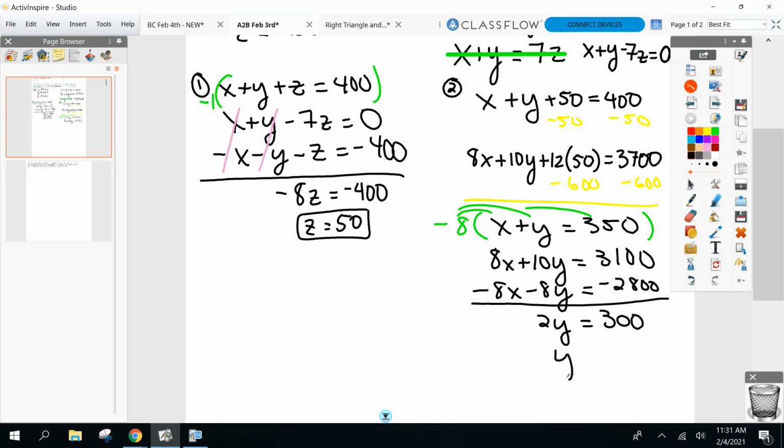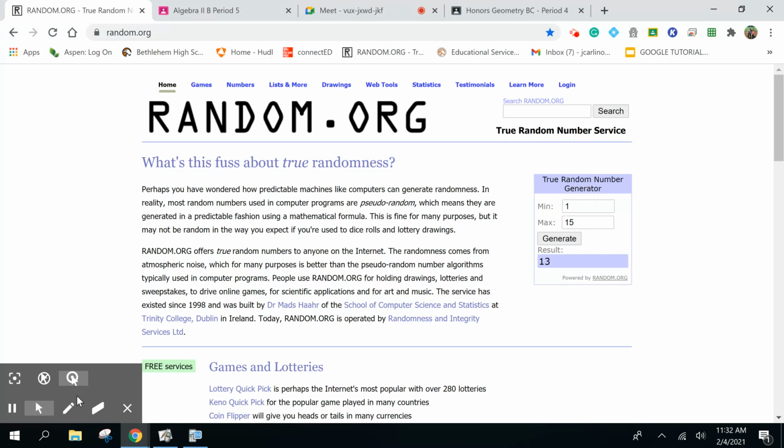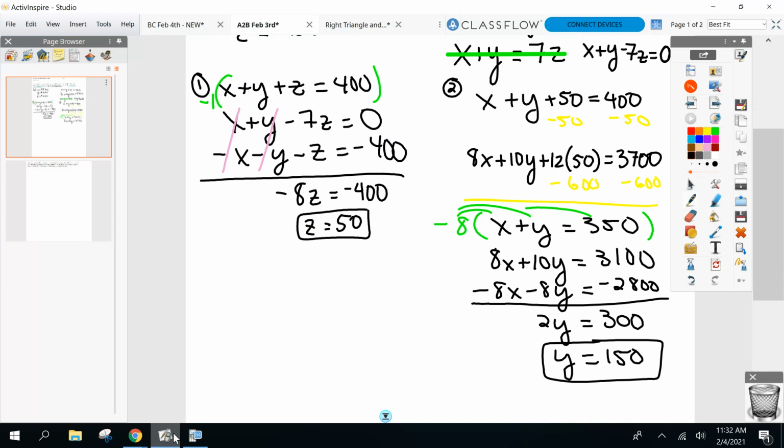Y equals $1.50. 150 tickets. Two down, one to go. You guys tell me. You got Z and Y. How you getting X? I'm done. You got Z and you got Y. Any methods to find X? Here we go. Sophia, any ideas how to find X now? You got Z and Y.